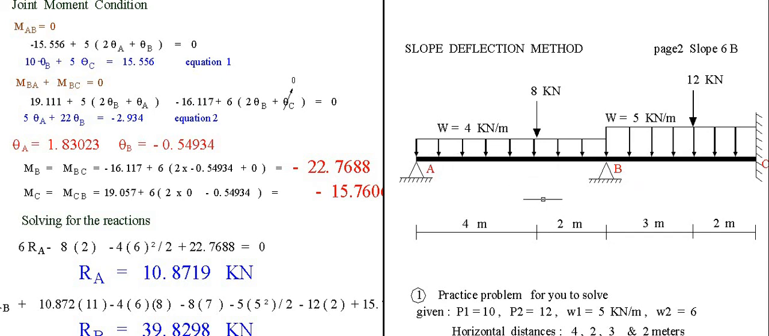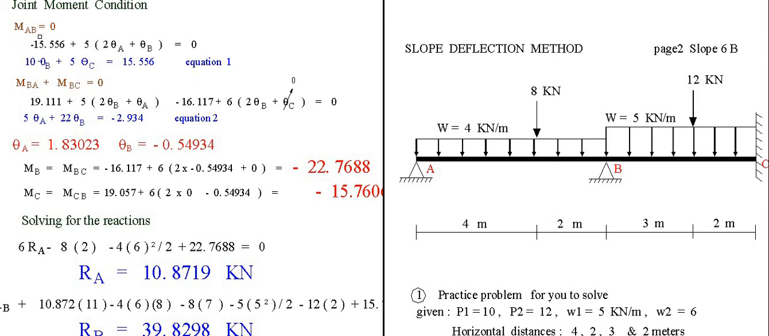In slope deflection, the unknowns are the slopes, or the thetas. You have theta A and theta B. So in this problem, we have two unknowns, theta A and theta B. So formulate the equation using theta A and theta B.